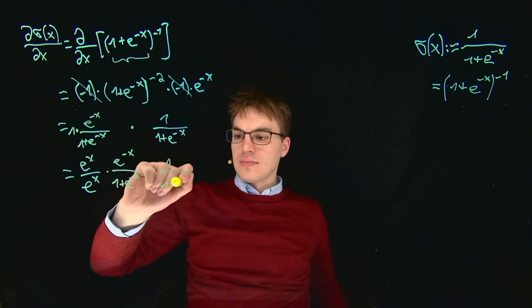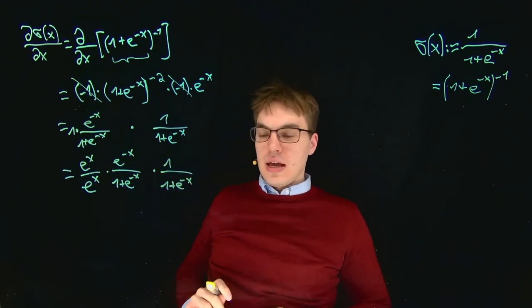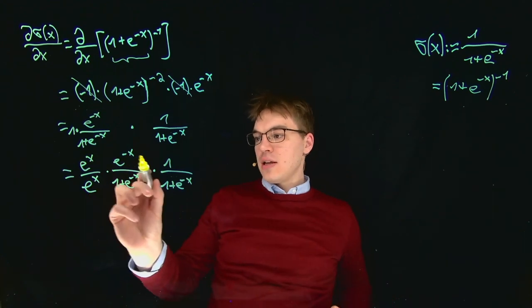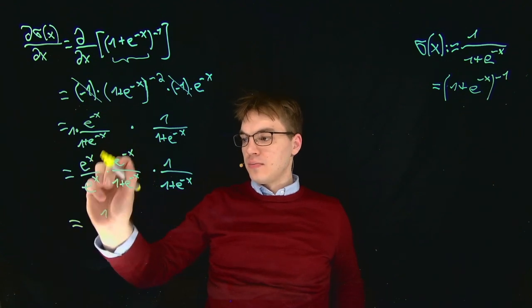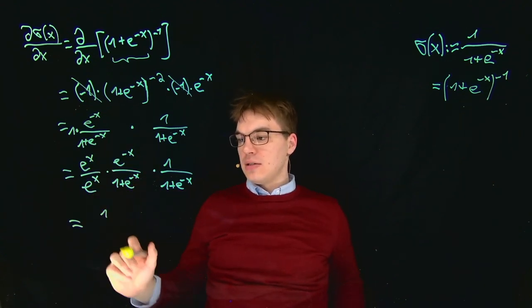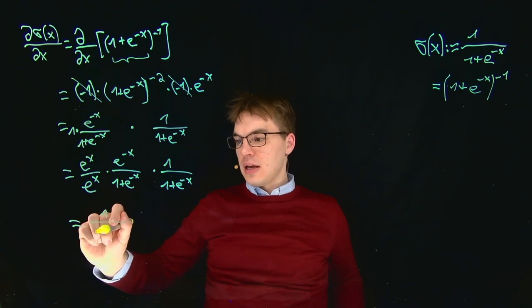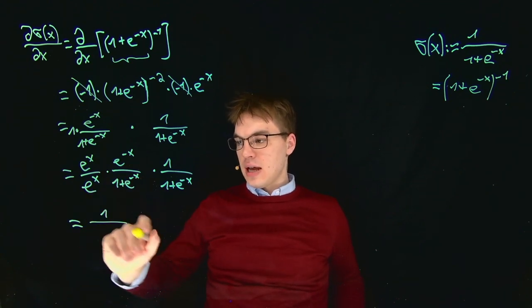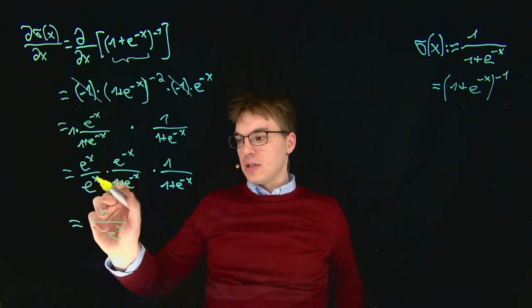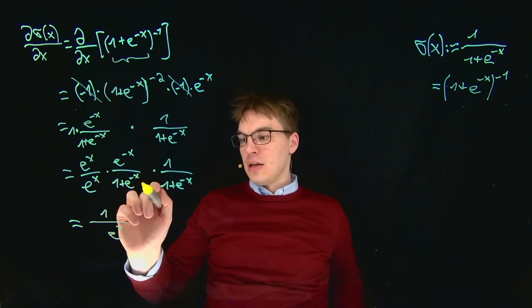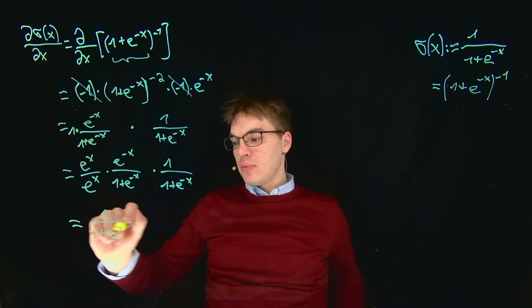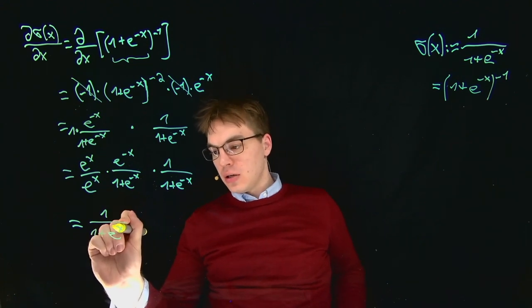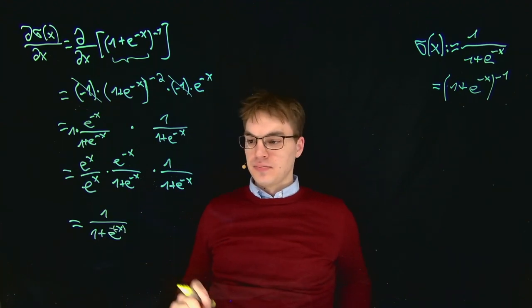Just copy the rest. And if we have a look here again, this multiplies and becomes 1. And this lower part here again multiplies, and this 1 times e to the power of x becomes e to the power of x, and e to the power of x times e to the power of minus x becomes 1 again, so we get 1 plus e to the power of x, which we already learned we can write as e to the power of minus minus x.